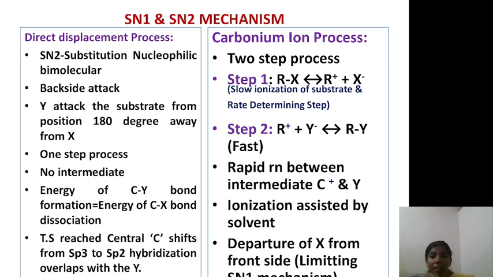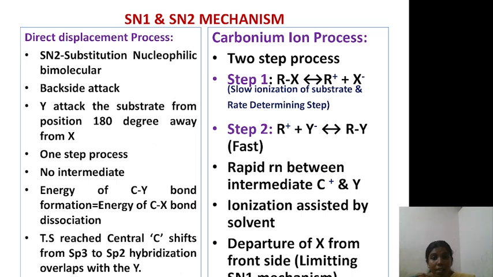And another thing, in the second step, that carbocation will get attached to another nucleophile and produce the product in the following way. So there is a rapid reaction between the intermediate and the nucleophile. So here this is the combination between carbocation and nucleophile charges.